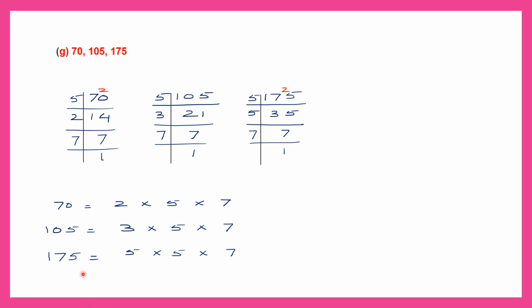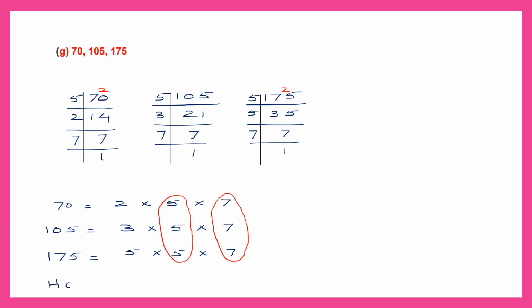Now what are the common factors? This time it should be common to all three numbers. Now here we have 2. Do we have 2 here? No, we don't have 2 here also. Now let's take 5. Is it common? Yes, we have a 5 everywhere. So 5 is common. Similarly, 7 is also common. So 5 and 7 are common.